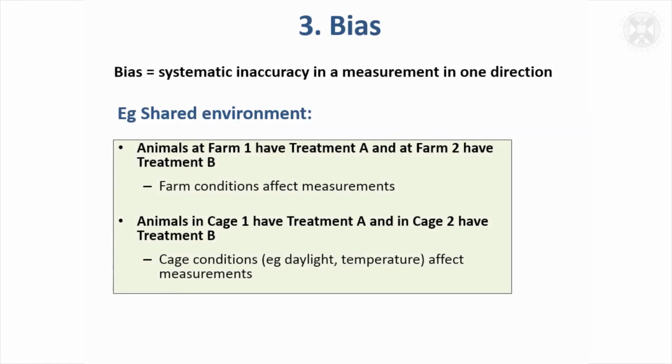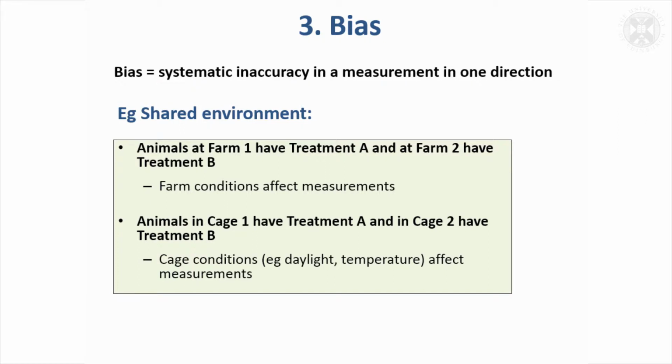So that was generalizability. The other thing that I think, if you jump ahead to reporting your results, you might want to think about is: are there things that might bias the results and invalidate them? So bias is a systematic inaccuracy in a measurement in one direction.